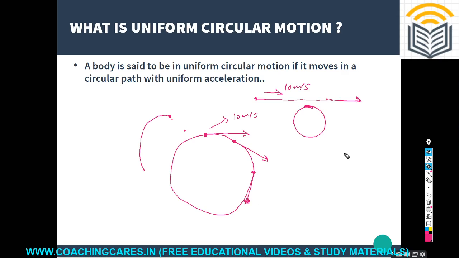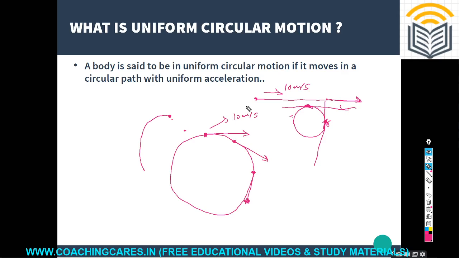So what is tangent basically? As you know, a tangent at any point of a circle is a line which touches the circle at a single point. Suppose the line is touching at this point, so this is a tangent line. So the tangent is the direction of the body's velocity in a circular path.